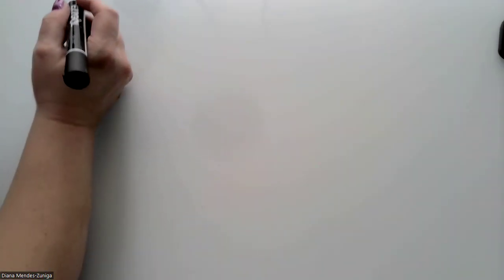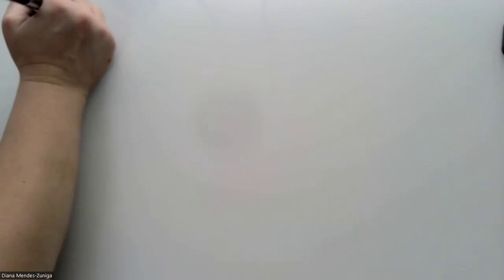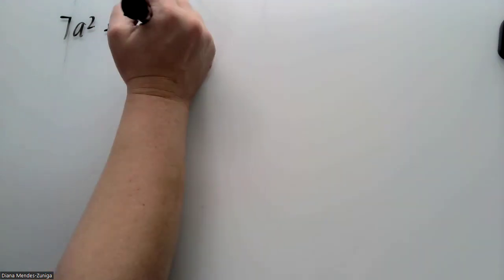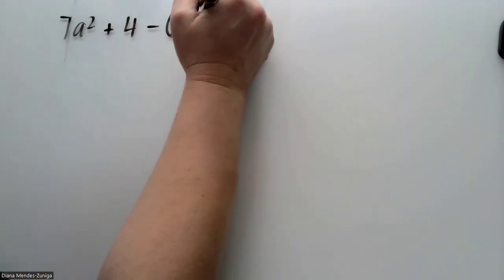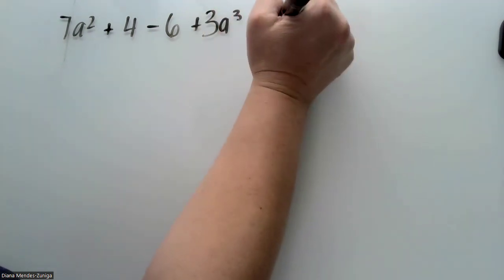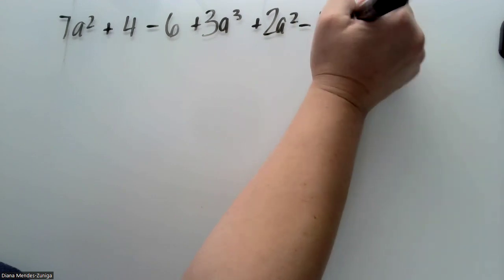Not harder, just a little bit more complicated because we're going to throw some exponents in there. Okay? So let's say that our problem here is 7a to the second plus 4 minus 6 plus 3a to the third plus 2a to the second minus 5a.